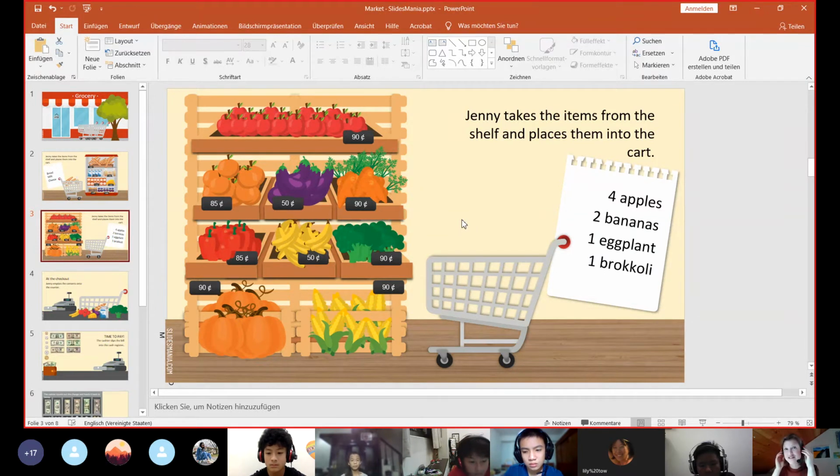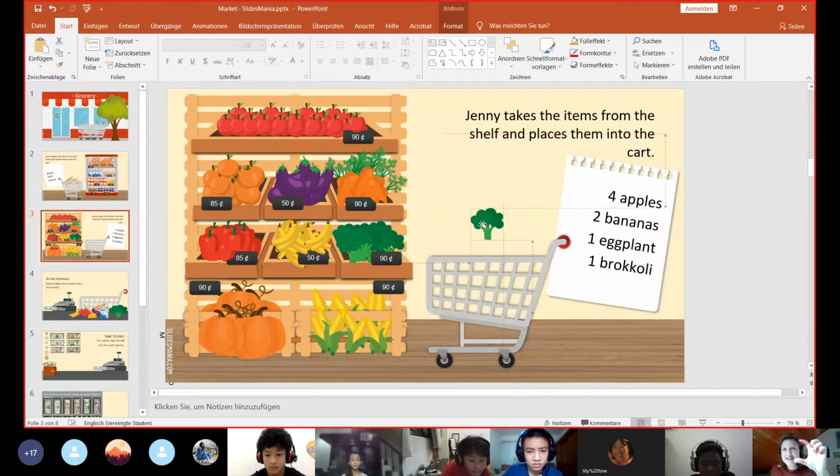Broccoli. Very good, yes. So, Bruce, do you know which one is the broccoli? What color does it have? Green. Yeah, very good. So it's this here. It looks a little bit like a tiny tree, I think. And Bruce, which one is the eggplant? Do you know which color does it have? Purple. Very good. So we can see here we need 1 broccoli, 1 eggplant. Okay, we take it from the shelf, place it into the cart.